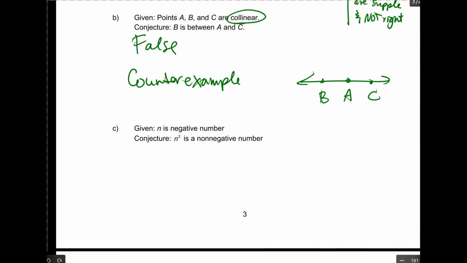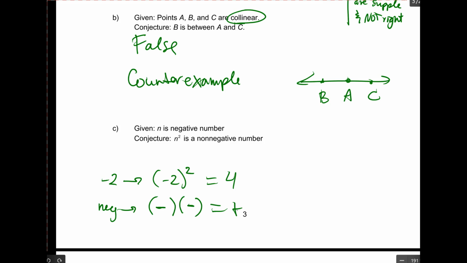And C: given n is a negative number, n squared is a non-negative number. Is this always true? Sometimes true? Let's pick a negative number. How about negative 2? If I square negative 2, what's negative 2 times negative 2? 4. If I have a negative number and I square it, I'm taking a negative times a negative. Whenever you take a negative times a negative, it turns into a positive. So this is true.